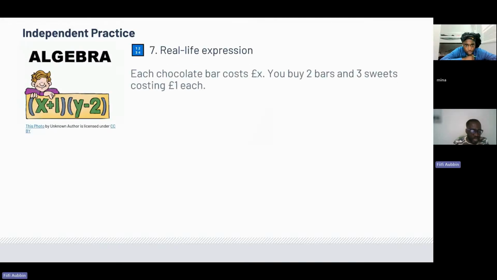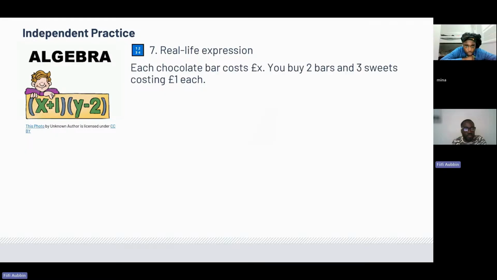So let's look at a real life expression. You eat a chocolate bar. A chocolate bar costs x pounds. You buy 2 bars and 3 sweets costing £1 each.